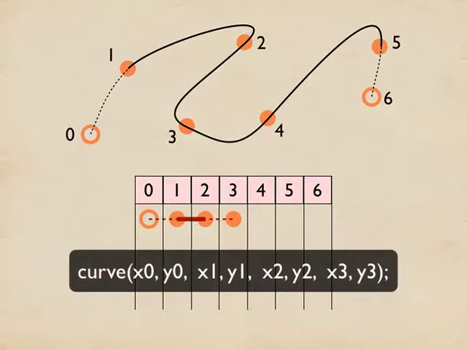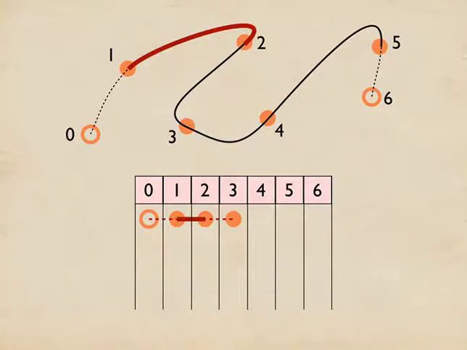If we hand curve the 8 numbers for the xy of points 0, 1, 2, and 3, it will draw that segment. The shape of the curve is, of course, influenced by points 0 and 3, even though they don't participate in the drawing. Now, to make everything smooth, the next curve I draw, take a look again at the chart, is going to be between 1, 2, 3, and 4.